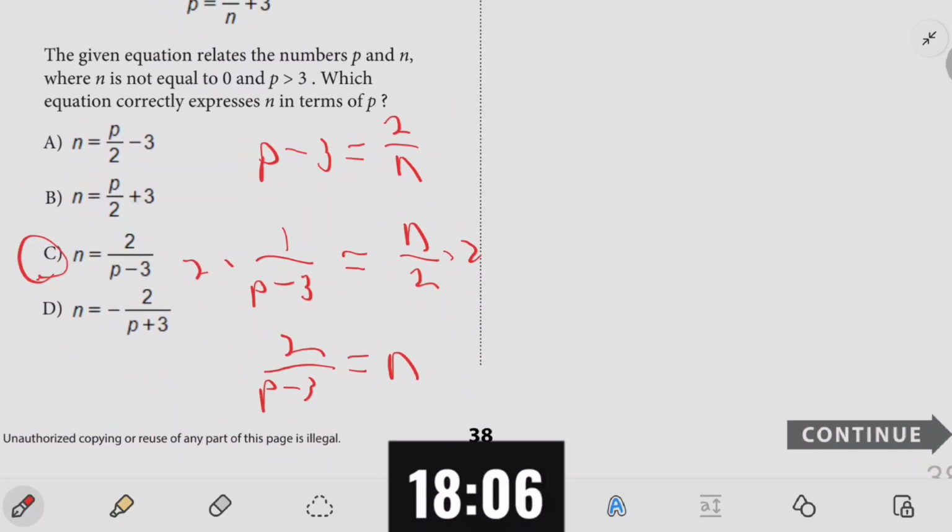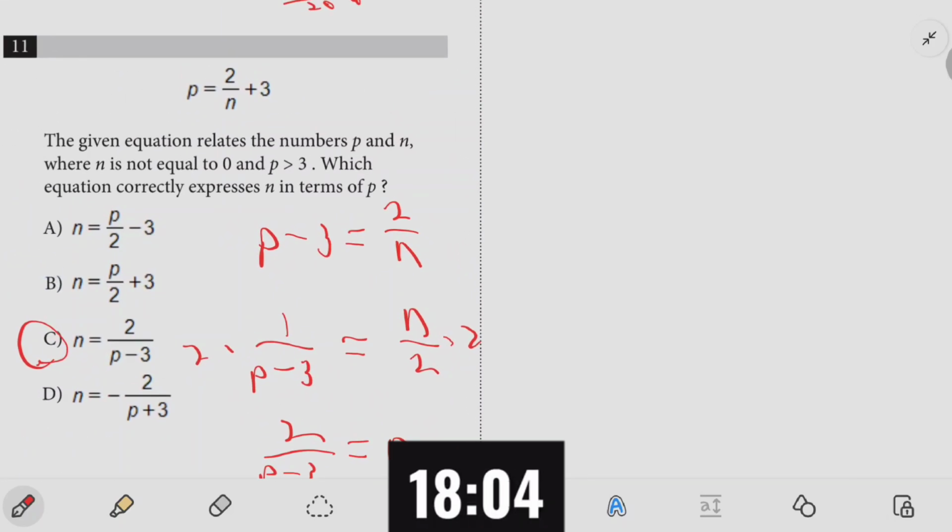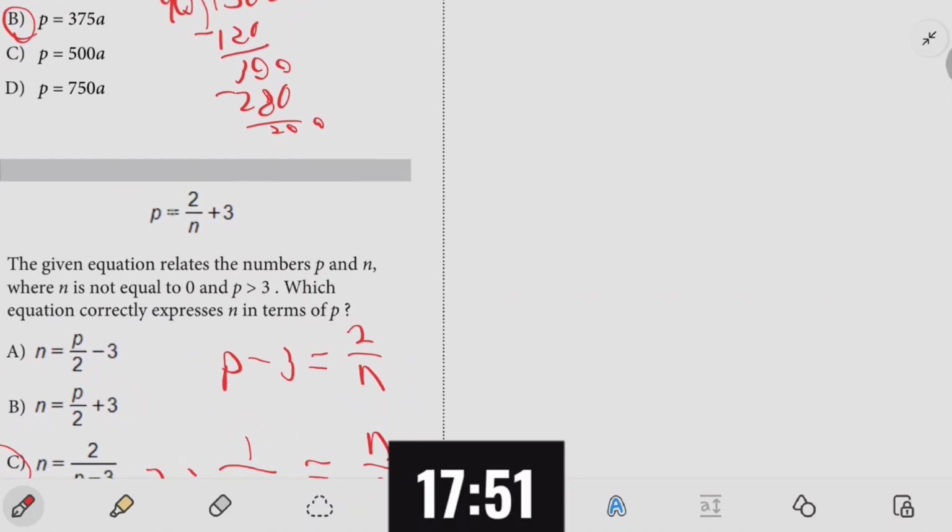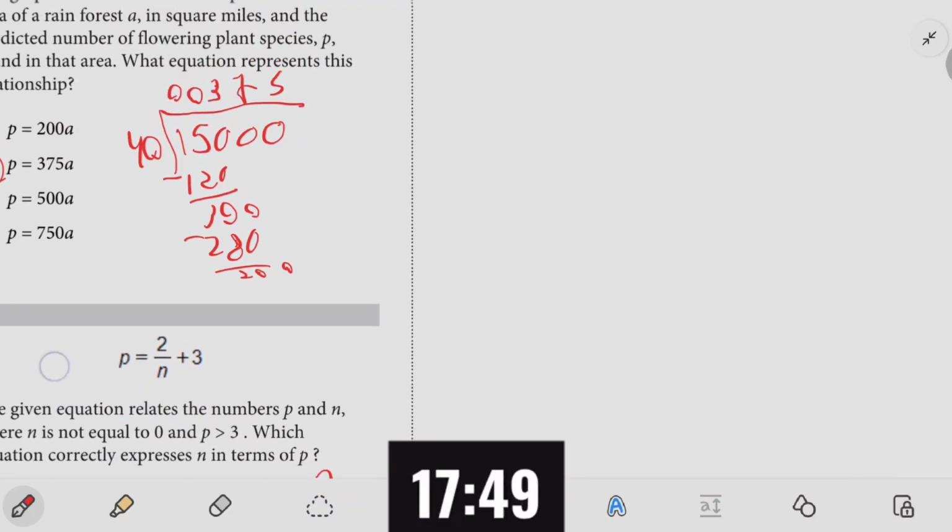Looks like this is our answer. And P is greater than 3. Yeah, it has to be, because otherwise, that's a problem. If it's 3, then the denominator is 0, and we have the same issue as n being 0 right here. Okay.